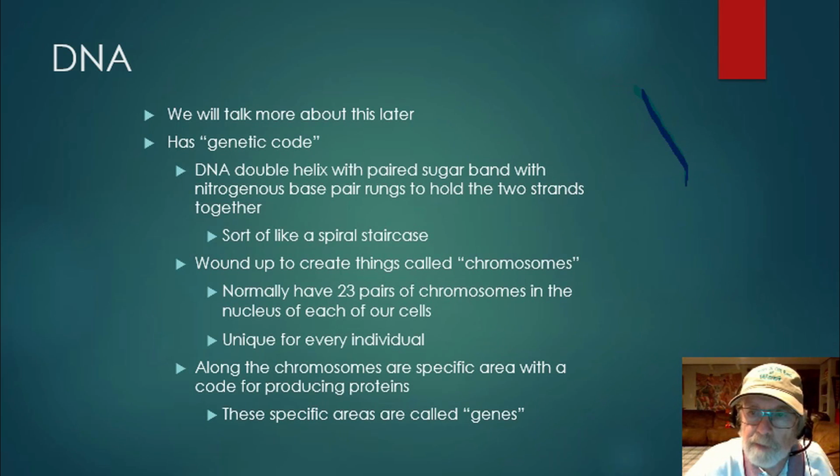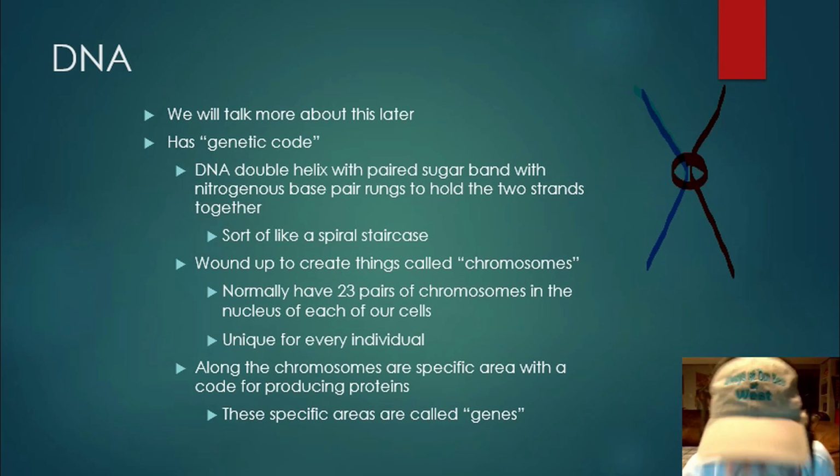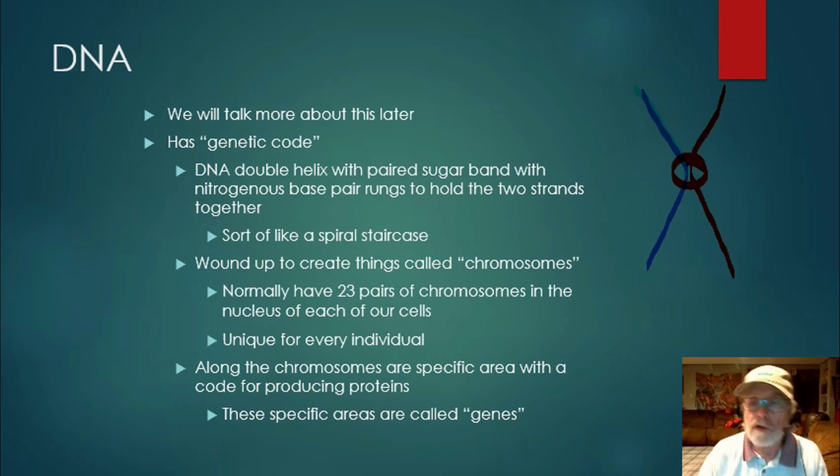I have one leg coming like this, and then I'll have another leg coming like this, and they join together in the middle right here at what's called a centromere. Basically that's what we have, and these things are called chromosomes. I have 23 pairs of chromosomes, and these 23 pairs of chromosomes are in one place in our cell. They're in the nucleus of our cell.